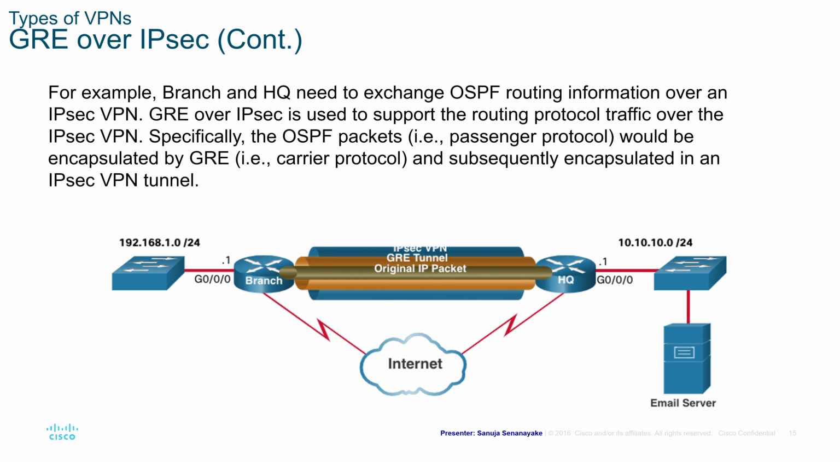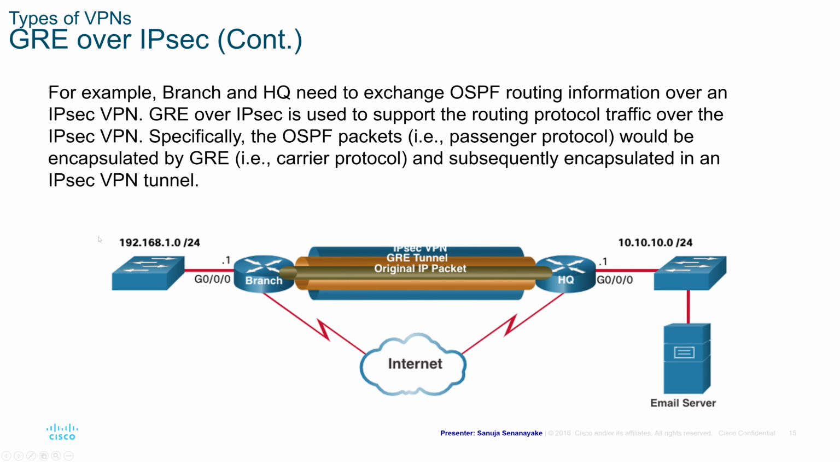So for example, the branch and head office, or HQ, needs to exchange OSPF routing information over an IPsec VPN. GRE over IPsec is used to transport the routing protocol traffic over the IPsec VPN in this example shown here. Specifically, the OSPF packets, the passenger protocol, would be encapsulated by GRE, which is the carrier protocol, and subsequently encapsulated in an IPsec VPN tunnel.